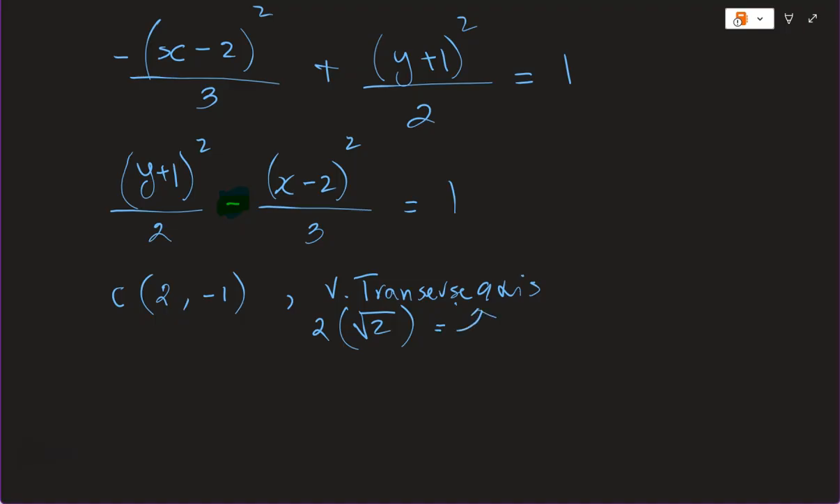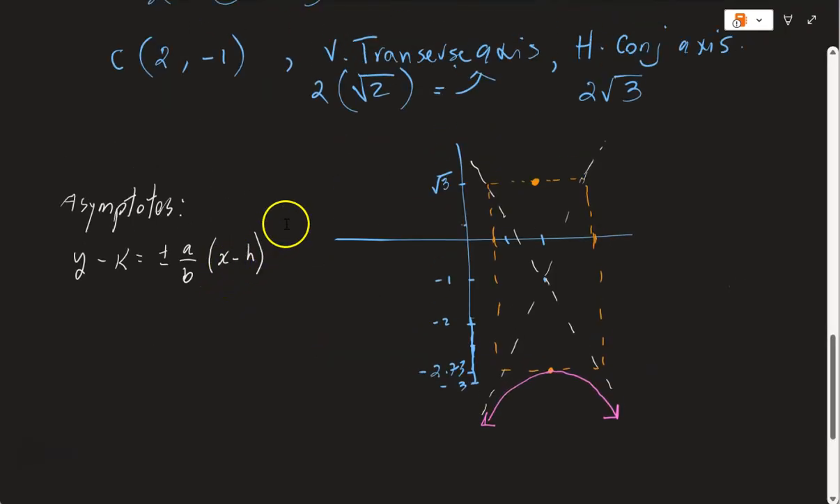Okay, and it's vertical. The next thing is the horizontal conjugate axis. And why is it horizontal? Because of that negative. Okay, and the length of that is 2 times root 3. That's the length of that. Okay, very good.